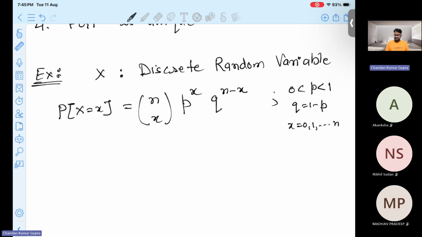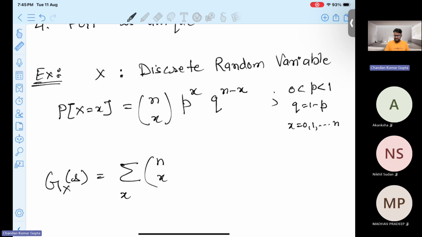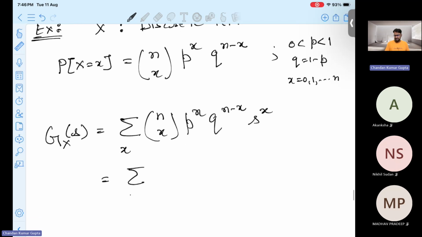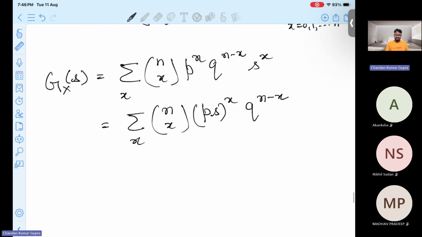So if I want to calculate the probability generating function, that is gx of s, it is something like this: nCx, the probability mass function value p to the power x, q to the power n minus x, and obviously s to the power x. This can be written as nCx (ps) whole to the power x, q to the power n minus x. So what is this now?